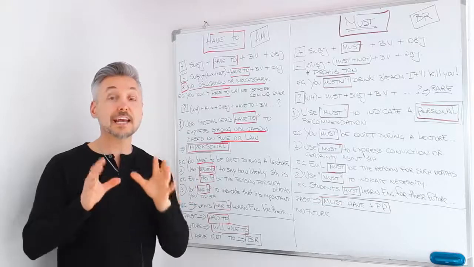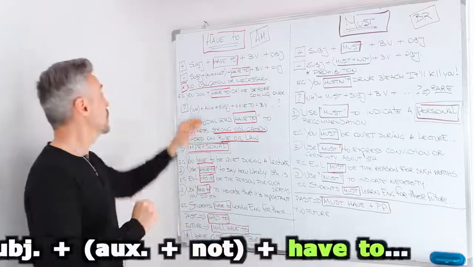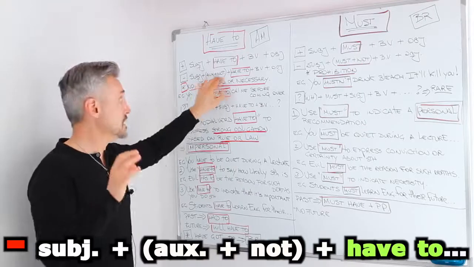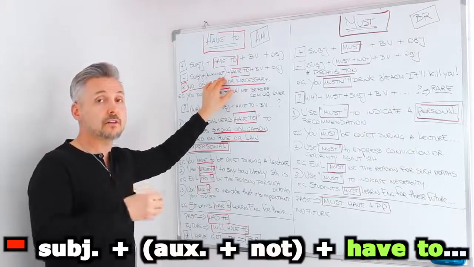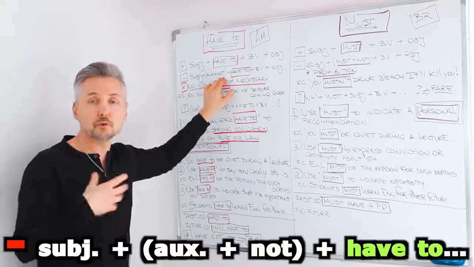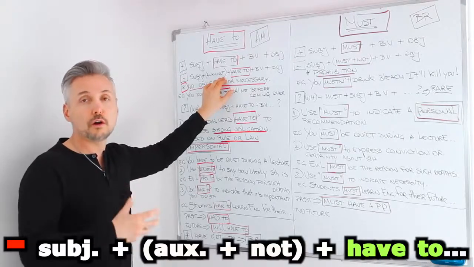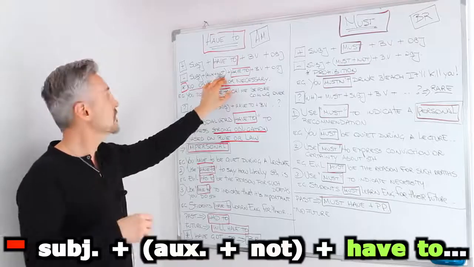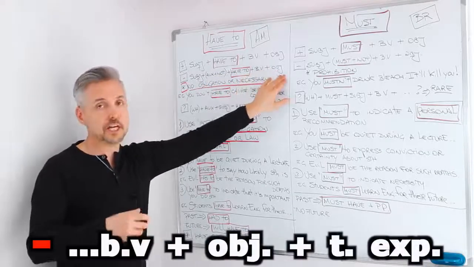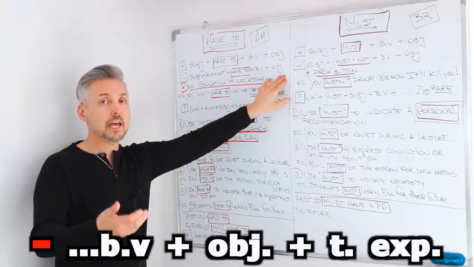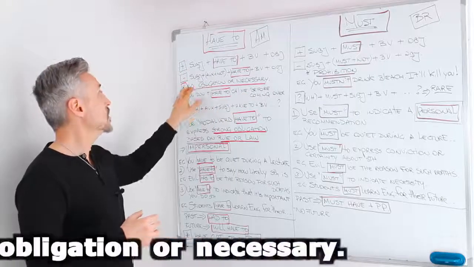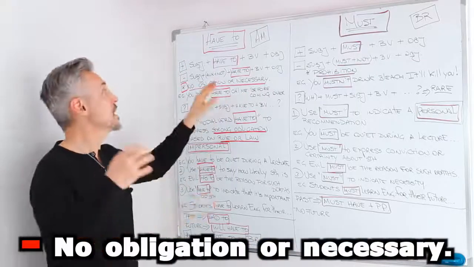When we write a negative sentence instead, we need the subject plus the auxiliary plus not, the auxiliary of the tense we are using in this case. So it could be do, does, did, or will, etc., plus have to, plus the base of the verb, plus object, and then the time expression. If you use have to in a negative sentence, it means no obligation or not necessary.